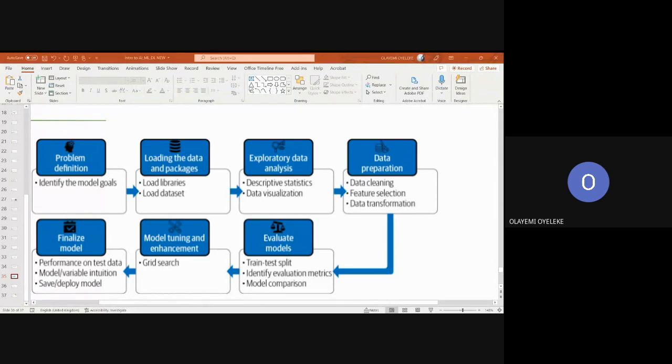So you see the reason why we define a goal or a problem and we train the model to solve that problem. That's what a data scientist does. And these are the steps to get that done.